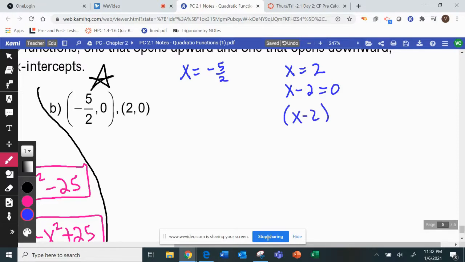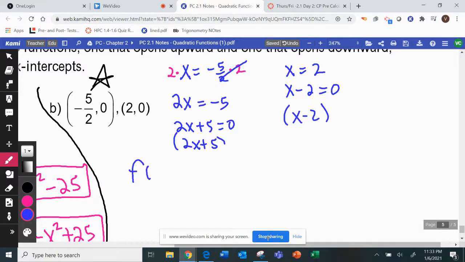This one's a little bit more challenging. We will not want a fraction. So I'm going to multiply both sides by 2 first so that I can cancel out the fraction. And I'm going to get 2x equals -5. Then I'm going to add the 5 over. 2x plus 5 equals 0. And so my factor for this one will be 2x plus 5.